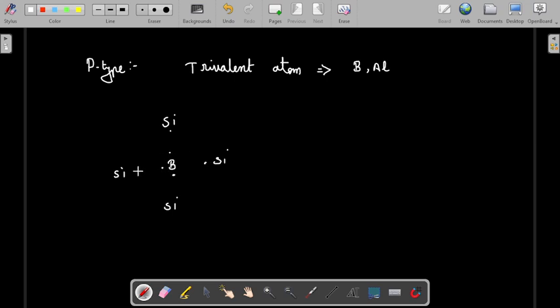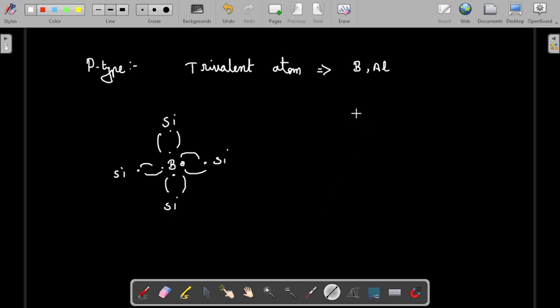So boron has only 3 electrons in the outermost shell. So that will form covalent bonds with the neighboring silicon atoms. Here there is one hole. So here there is no free electron. It will form a bond, but there is a vacancy of an electron, so that is called a hole. So this presence of holes will contribute to the presence of free holes. That means free hole concentration will be more in the p-type.